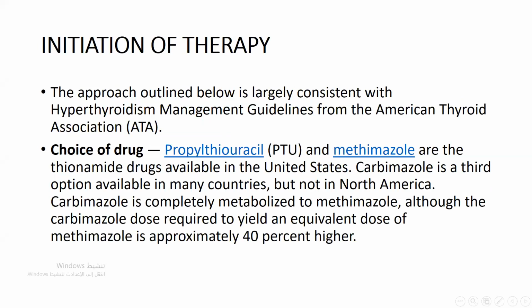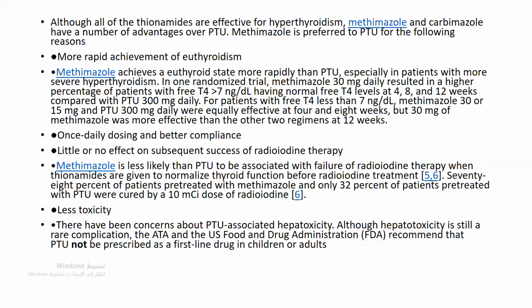As we mentioned before, for the choice of therapy, PTU or propylthiouracil and methimazole are the thionamide drugs available in the USA. Carbimazole is available in our country here in Saudi Arabia, more commonly than methimazole. The more potent one is methimazole if you compare it with carbimazole. Methimazole achieves euthyroid status more rapidly than PTU, especially in patients with more severe hyperthyroidism. It can be given once daily, or it can be divided also. Methimazole is less likely than PTU to be associated with failure of radioiodine therapy when thionamides are given to normalize thyroid function before radioiodine treatment.